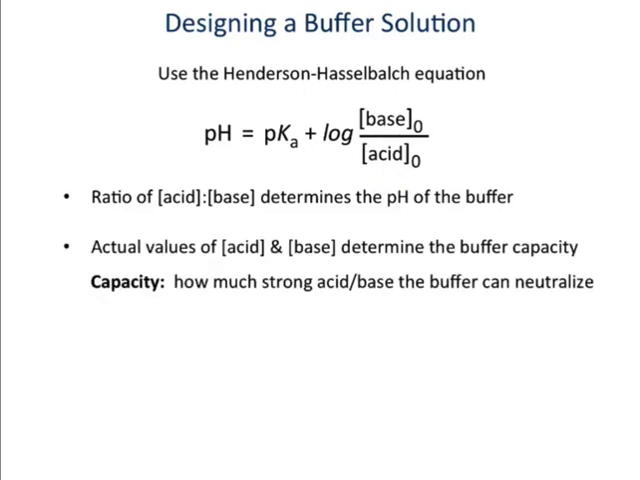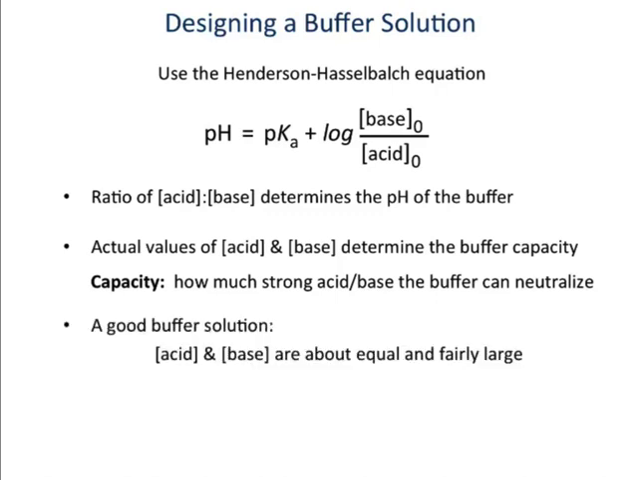Now, the actual values of acid and base determine the buffer capacity, and buffer capacity is defined as how much strong acid or base the buffer can neutralize. It's usually good if you can neutralize more strong acid or base, but sometimes it depends on other things that you want to do, so it is something you should at least consider when you're designing a buffer solution. A good buffer solution has acid and base in the ballpark of equal so that you can absorb a good amount of either strong acid or strong base. And they're fairly large, so you have a high buffer capacity.